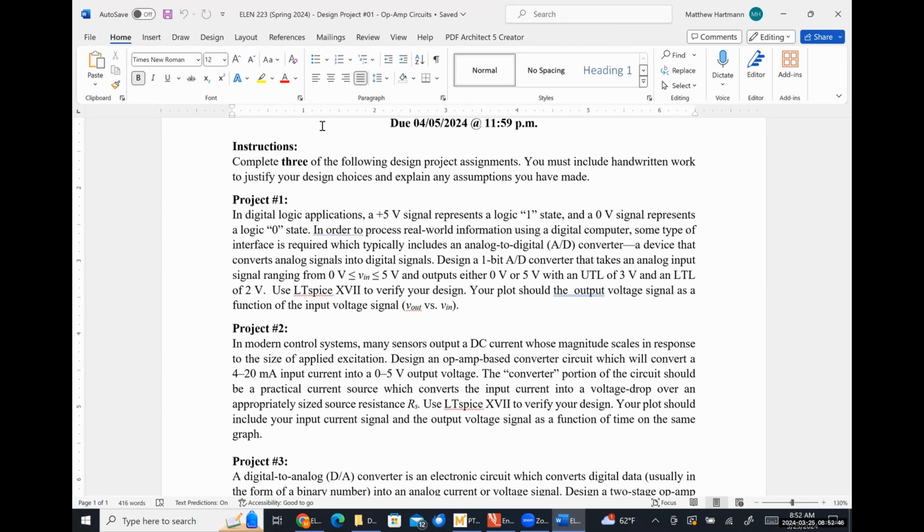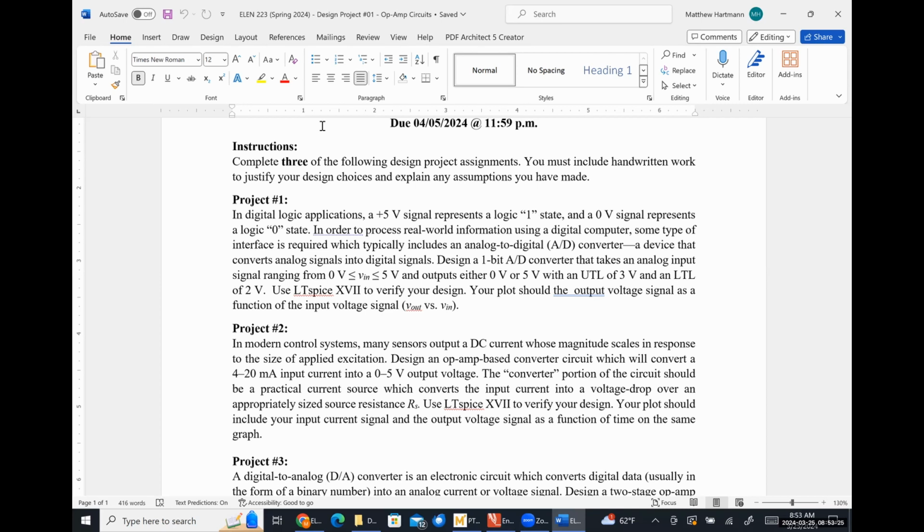In modern control systems, many sensors output a DC current whose magnitude scales in response to the size of the applied excitation. You are asked to design an op-amp-based converter circuit, which will convert a 4 to 20 milliamp input current into a 0 to 5 volt output voltage. The converter portion of the circuit should be a practical current source, which converts the input current into a voltage drop over an appropriately sized source resistance. And then the rest of the circuit is effectively going to be an op-amp that's doing whatever else is needed.